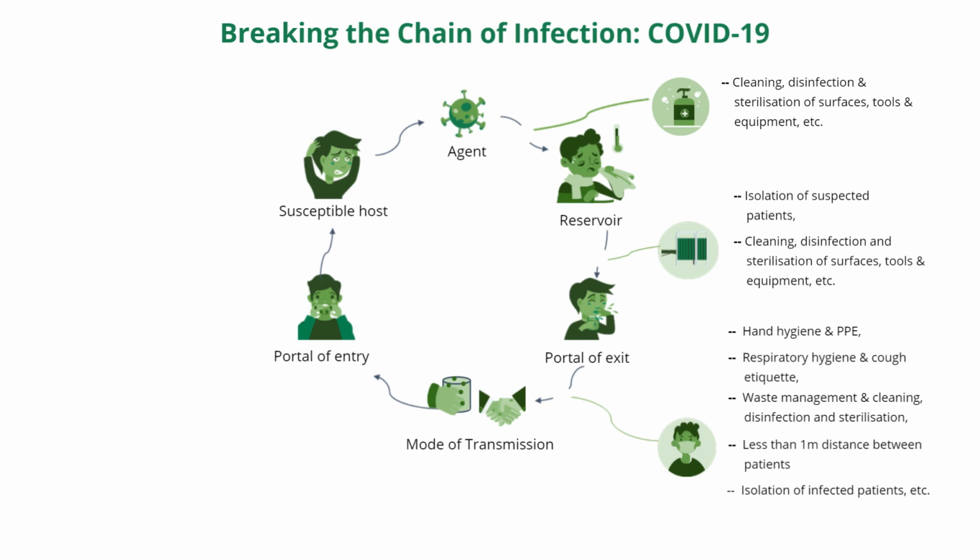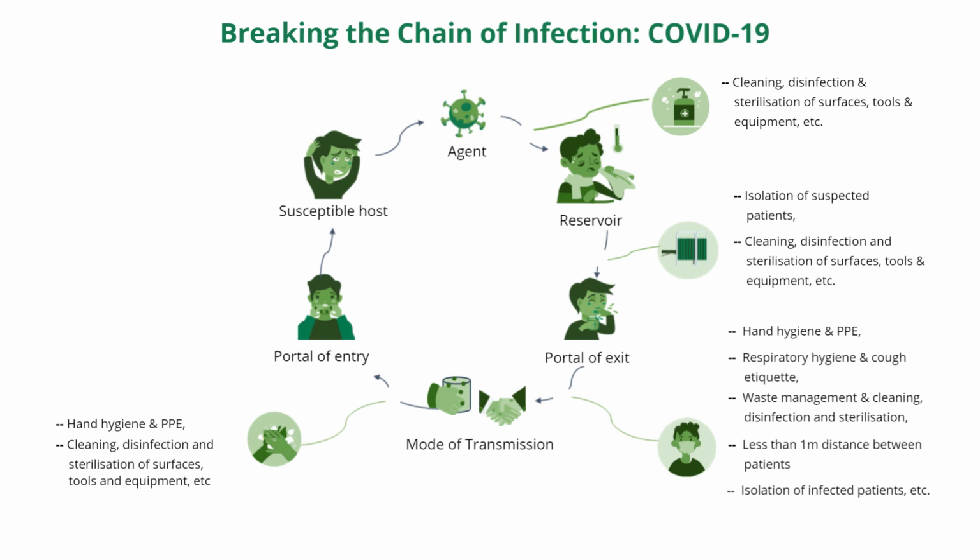The main modes of transmission for SARS-CoV-2 are through droplets, contact, or airborne transmission. Healthcare workers should ensure that the appropriate PPE based on the precaution to be applied is worn. Proper hand hygiene practices and the cleaning, disinfection, and sterilization of surfaces, tools, and equipment is an effective way to prevent transmission and break the chain of infection at this link.